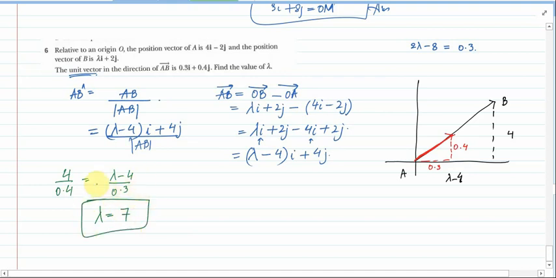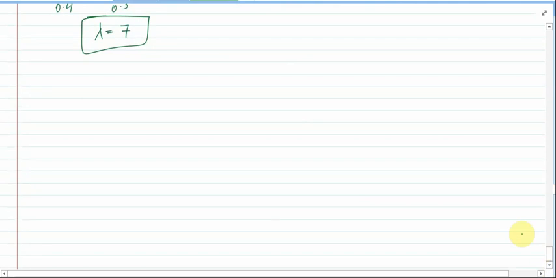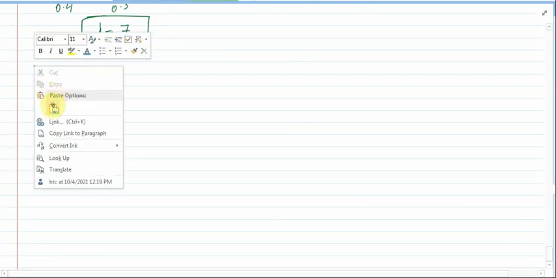Alright, in this step we basically have two pointers, right? So this length is 4 and this one is 4, so it's 4 divided by 0.4, and the total length we have is lambda minus 4 divided by 0.3. So by the easy method of similar shapes we got the value of lambda, and that is equal to 7. So this is an illustration of your unit vector in the direction of vector AB. Moving towards more questions, you will have a clear idea how to solve such types of questions.